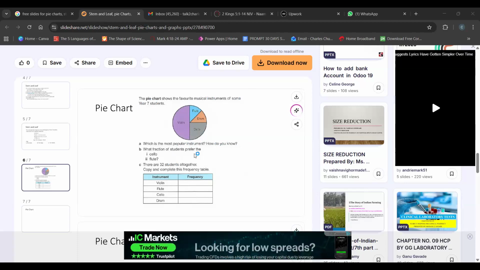What fraction of students prefer the cello? Will the cello be 1/4? Exactly, that would be one quarter. Then will the flute be 1/6 or 1/8?